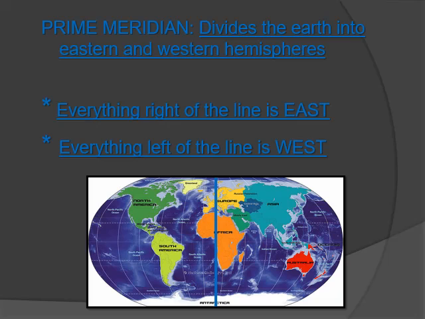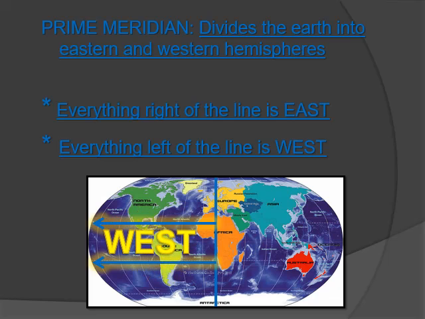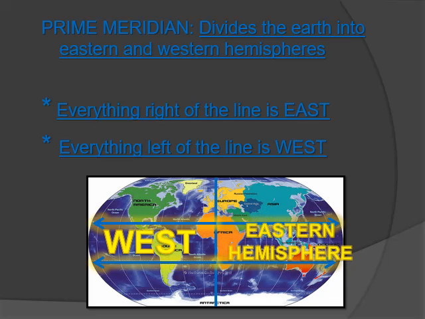Now let's talk about the prime meridian. You're going to be writing in your blue pen or pencil. The prime meridian divides the Earth into the eastern and western hemispheres. Everything right of this line is east, and everything left of this line is west. This is what gives you your eastern hemisphere and your western hemisphere.